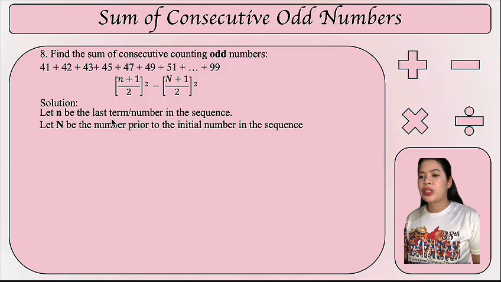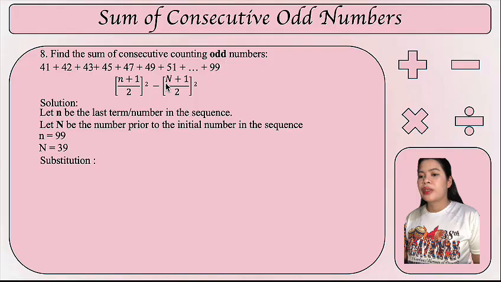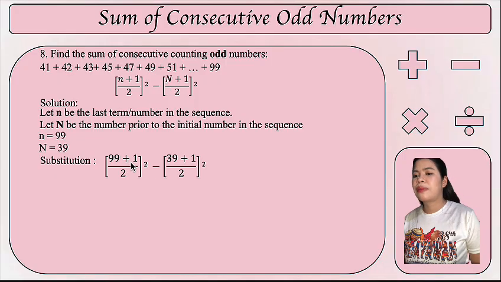Let small n be the last term or number in the sequence, and let big N be the number prior to the initial number in the sequence. So the value of small n is 99 and the value of big N is 39, because the odd number prior to number 41 is 39. So the first step would be substitution. We are going to substitute these values for small n and big N. So we are getting 99 plus 1 divided by 2 squared minus 39 plus 1 divided by 2 squared.